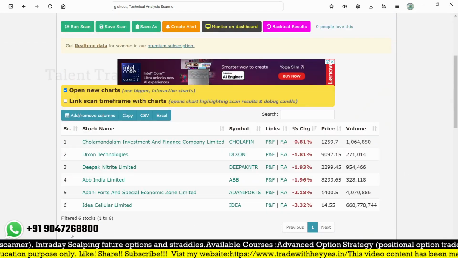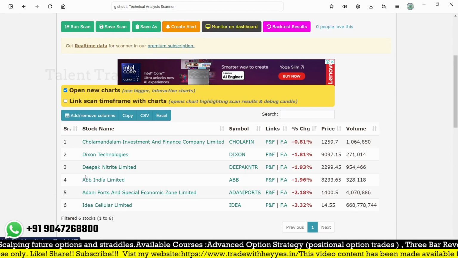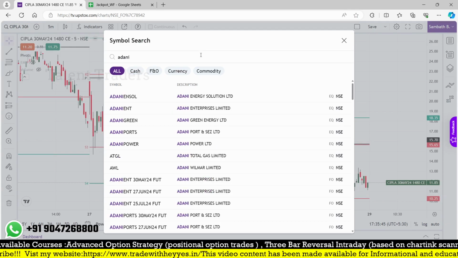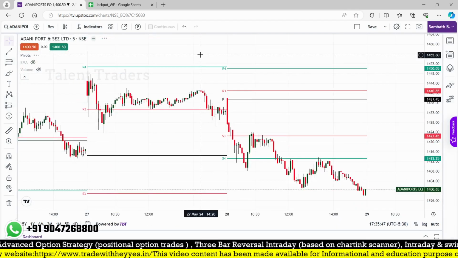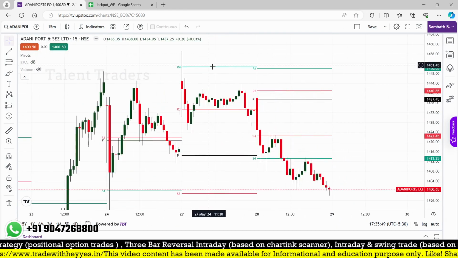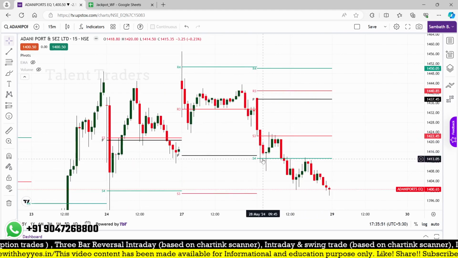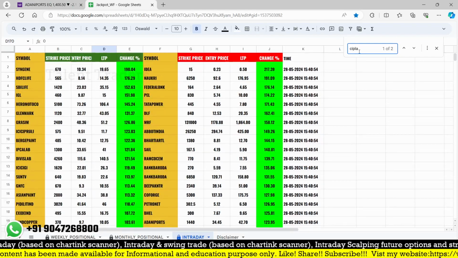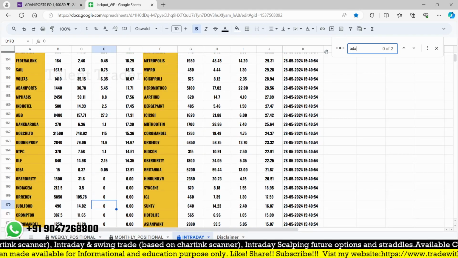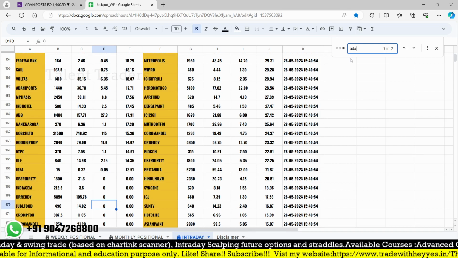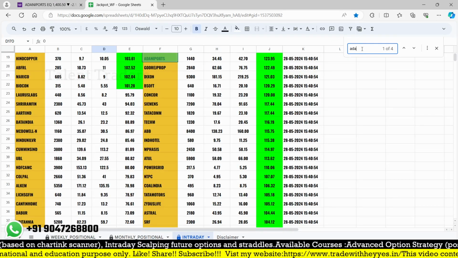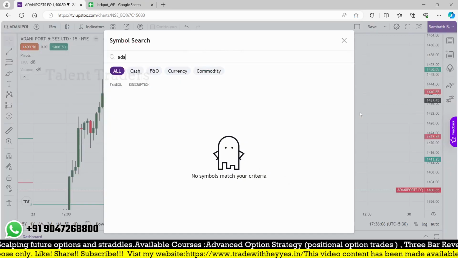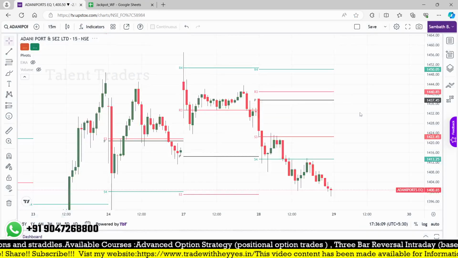So let me check Adani Port today. What is happening? Second candle, 15 minutes. So the first candle and the second candle are the S4 breakdown. So what should be the strike price on this particular stock? Adani. I think the internet is not good. Adani Port 1440 is the put strike price.